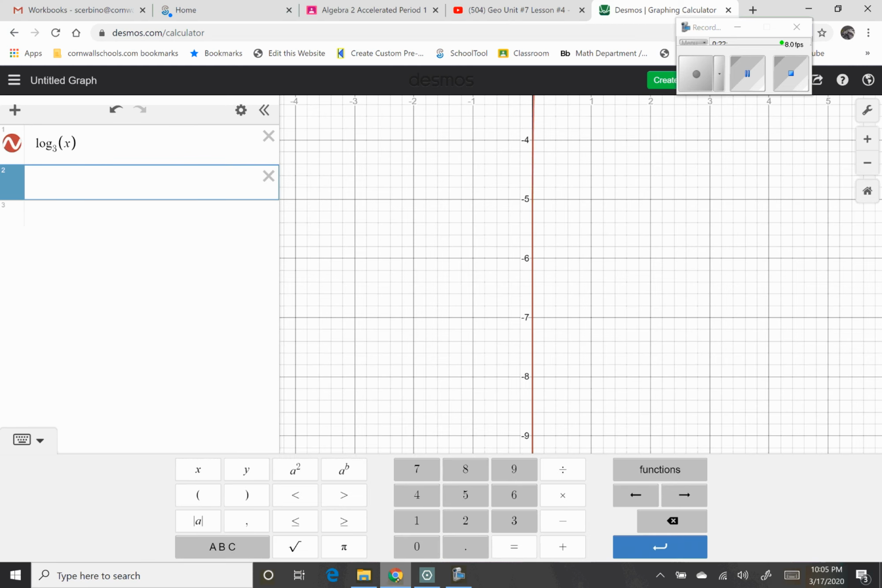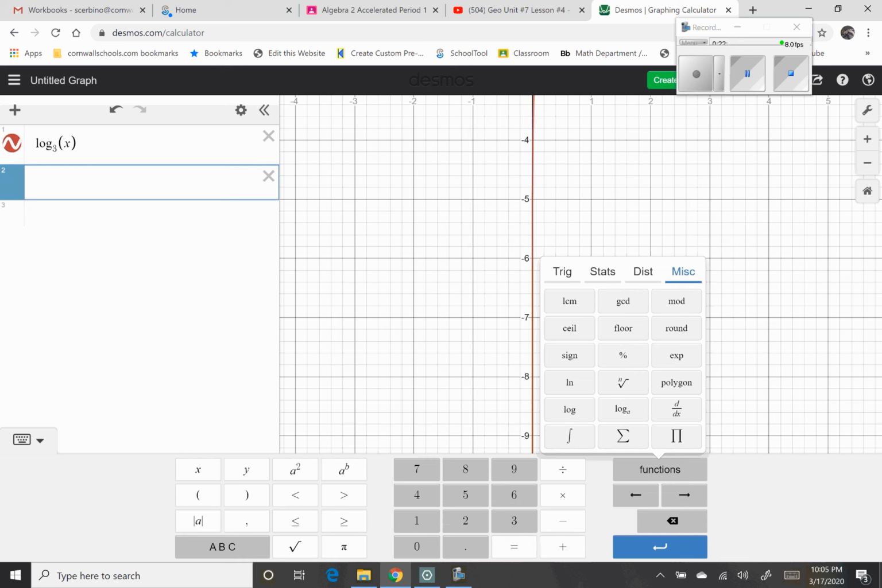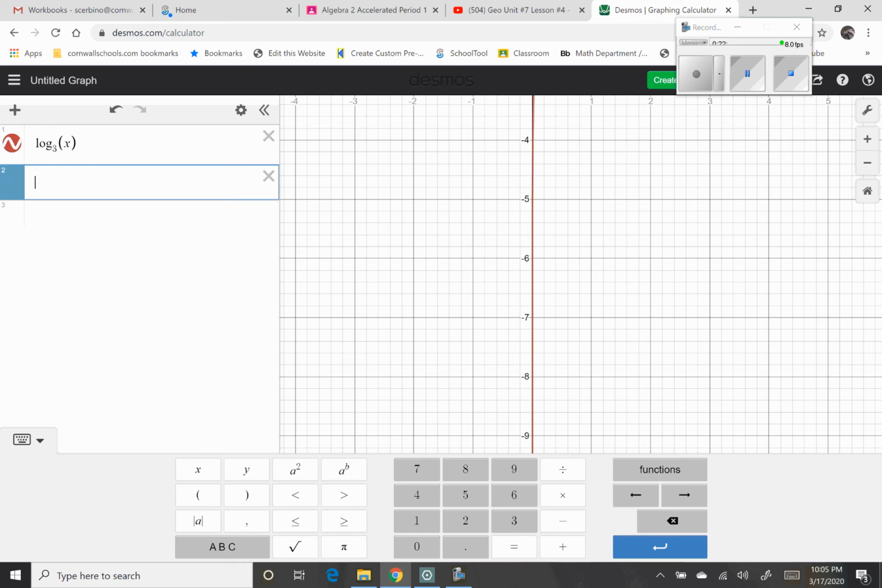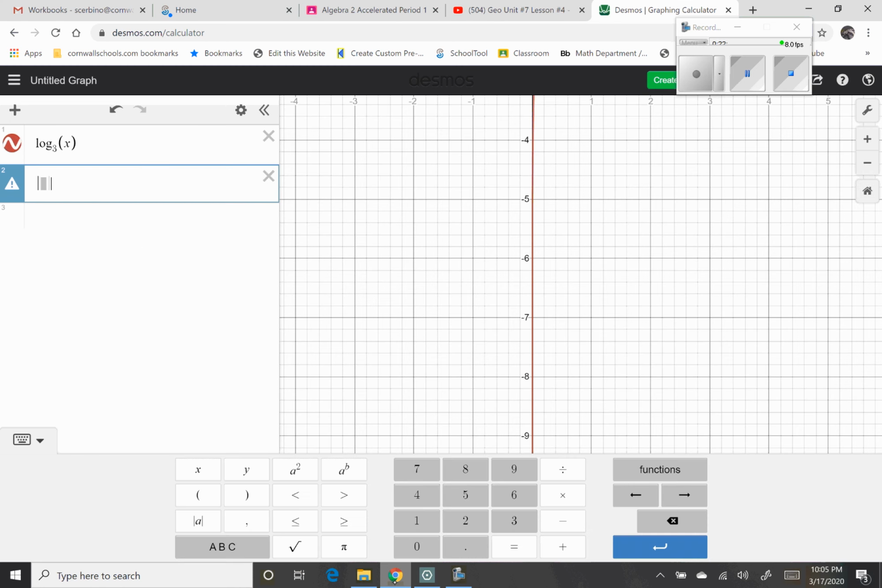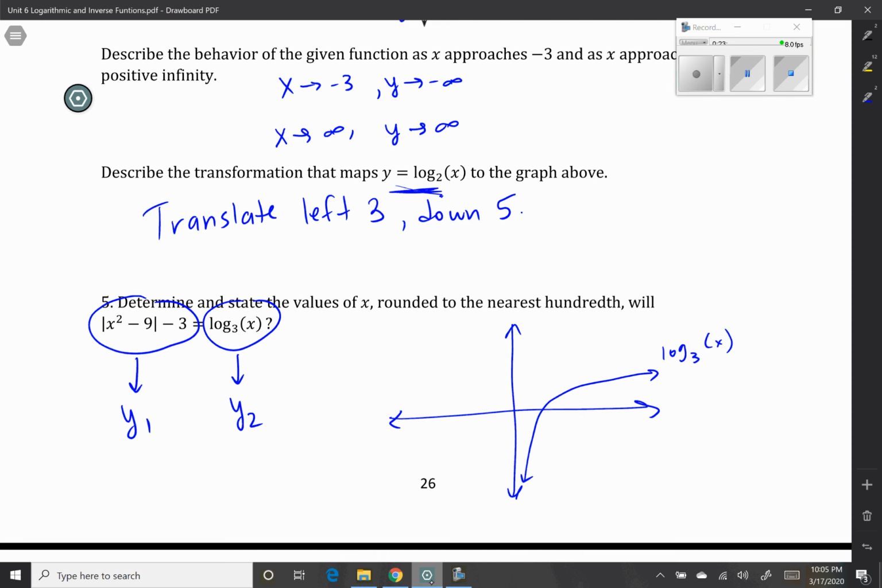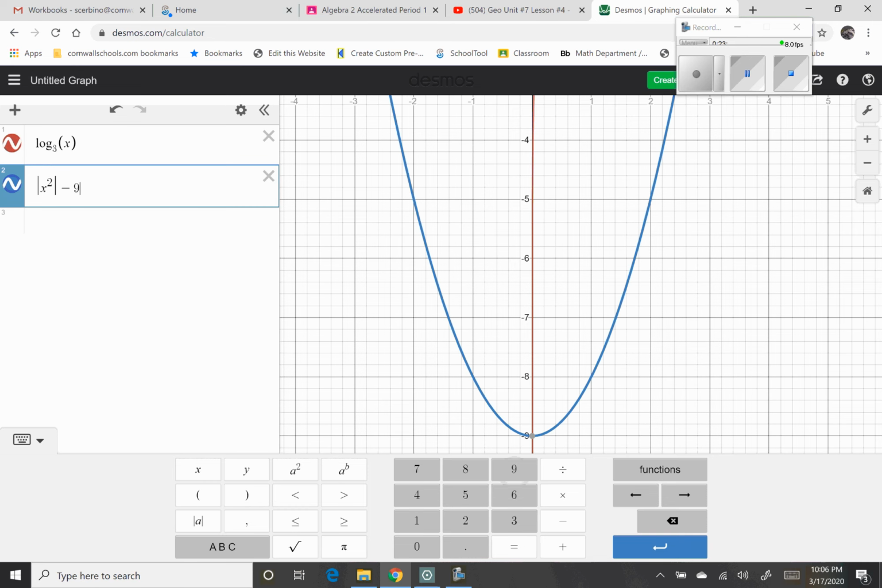So as you're doing this, if you're doing it on Desmos, there is an absolute value button, not under function, it's here. And you can plug it all in. All right, so you have x squared. Whoops. So -9. Sorry, I'm trying to figure this out with you.